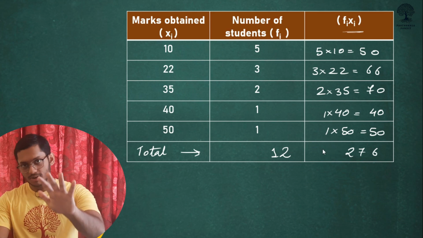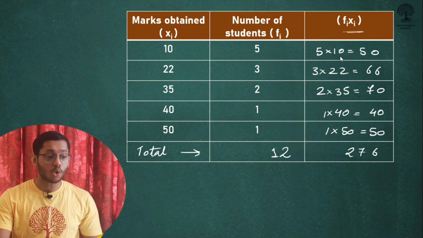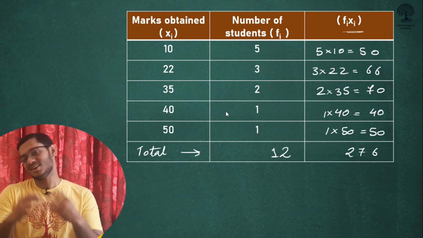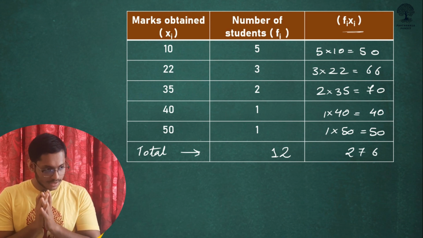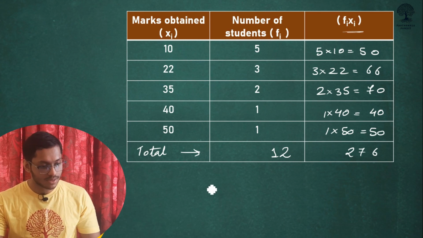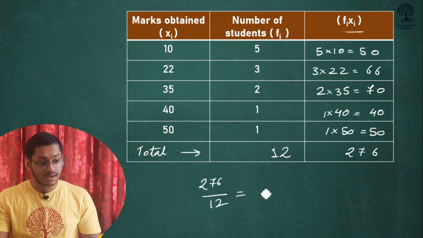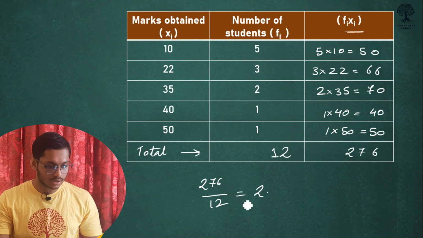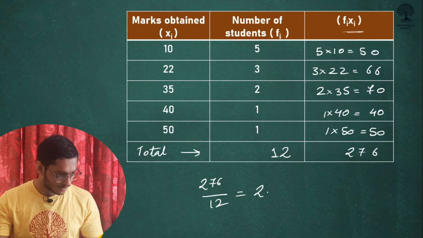Okay, so we found out the answer. We found out the total marks of all 12 students, and we found out that there are 12 students. So in order to find out the mean, what we have to do? We will have to divide 276 by 12, which is 12 1 is 12, 12 2 is 24. Just not the dot. The dot is by mistake.